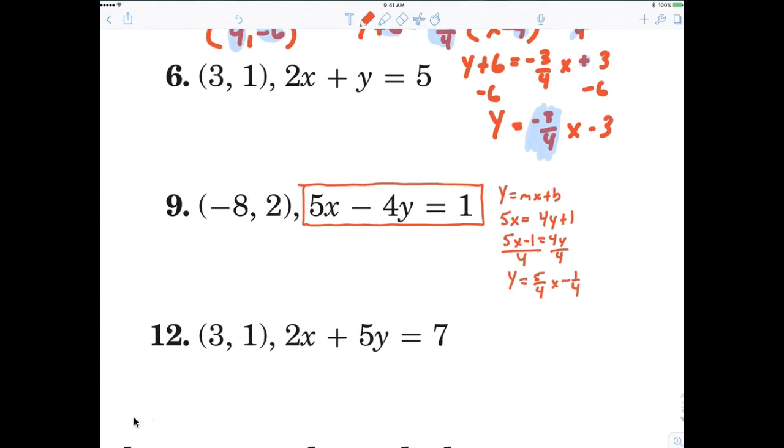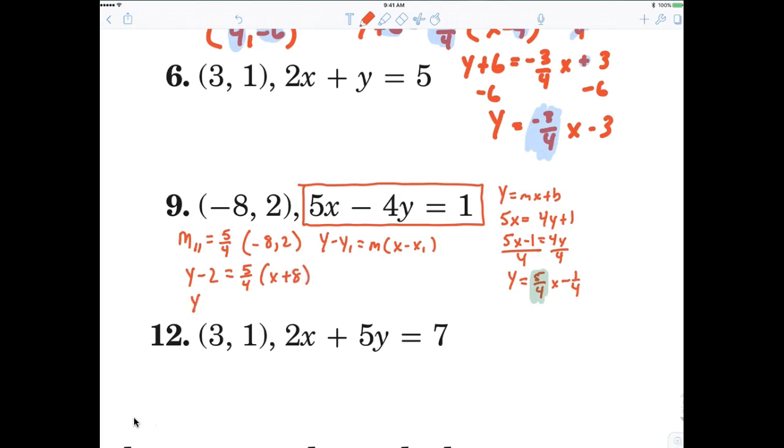Now we're in good shape because now we can tell what the slope of this line is. And the slope of that line is 5/4. So the slope of the parallel line would have to equal 5/4, passing through the point negative 8, 2. And again, y minus y1 equals m times x minus x1. And now it's just a matter of plugging in. So y minus 2 equals 5/4 times x plus 8.